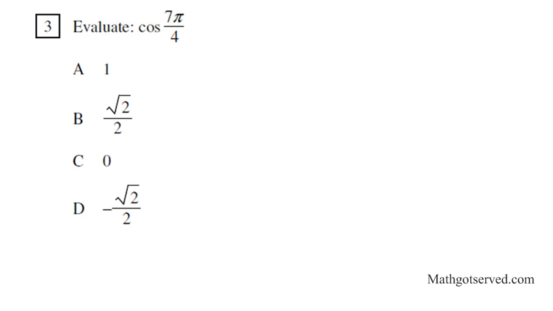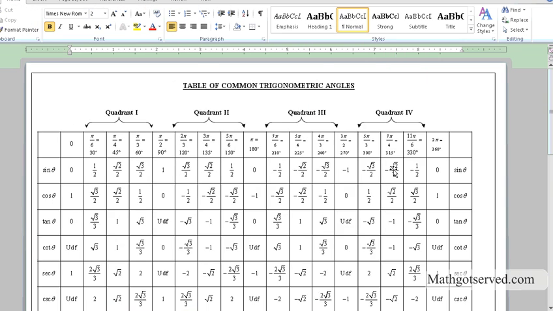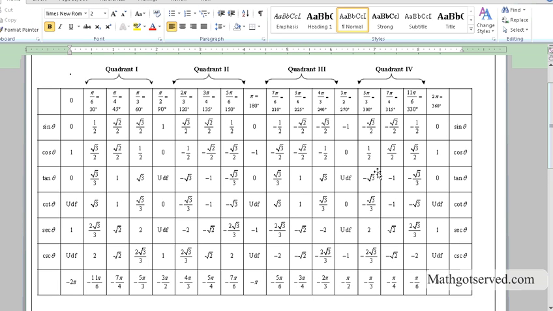Moving along. Question 3 says evaluate cosine 7 pi over 4. In this problem, we're going to make use of our common angles table, which you're going to be provided with. So let's take a look at that. Cosine 7 pi over 4. All we need to do is mark 7 pi over 4. So I'm going to grab this. Just give me a minute.